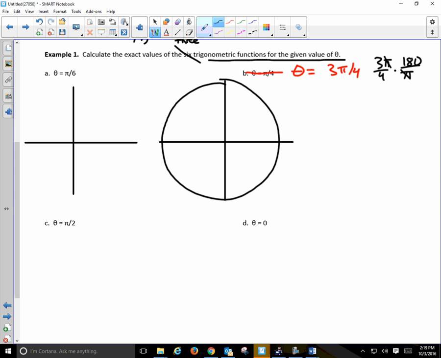Which quadrant will that put me in? Second quadrant. How many degrees from 180 will I be? 135. How many degrees from 180? 45. So I have a special triangle. A 45, 45, 90 triangle. You can see my 135 degree angle right there, and we need to locate that terminal point.